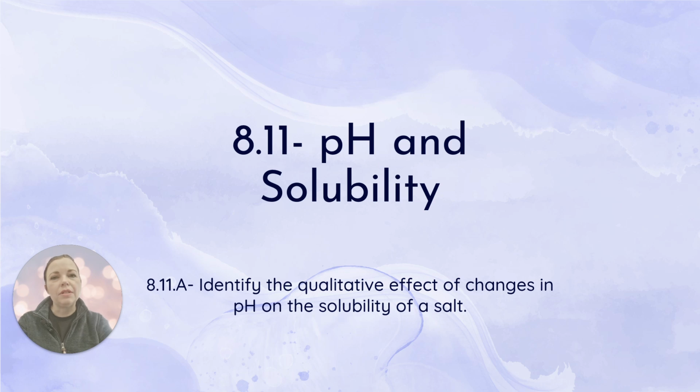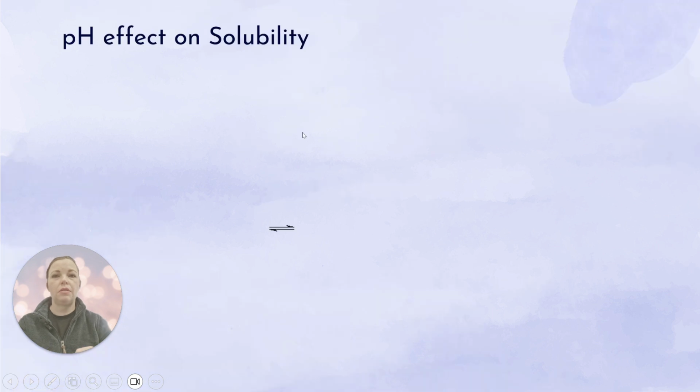Hello AP Chem students and welcome to topic 8.11, pH and solubility. The learning objective for today is 8.11.a, identify the qualitative effect of changes in pH on the solubility of a salt. So this is the last section that is truly on equilibrium in the course.